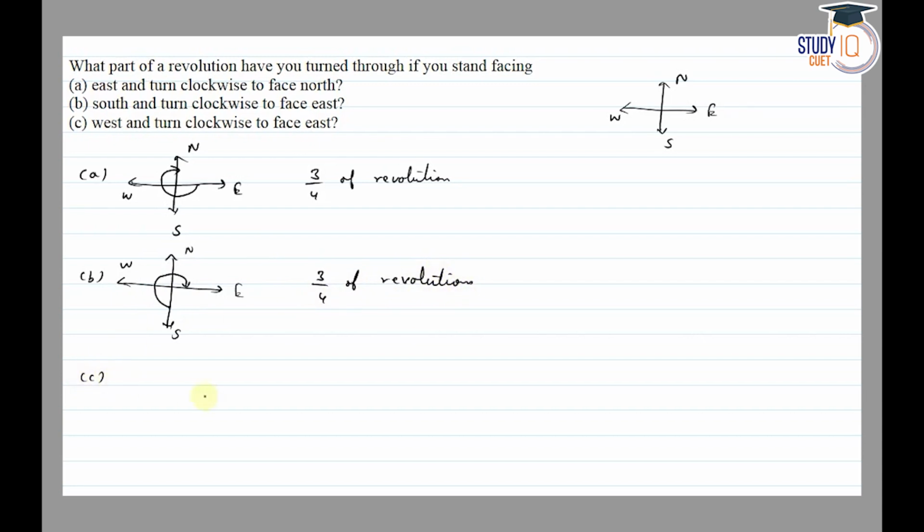And part C is west and turn clockwise to face east. East, west, north and south. So our revolution is half of a revolution. So that's our final answer.